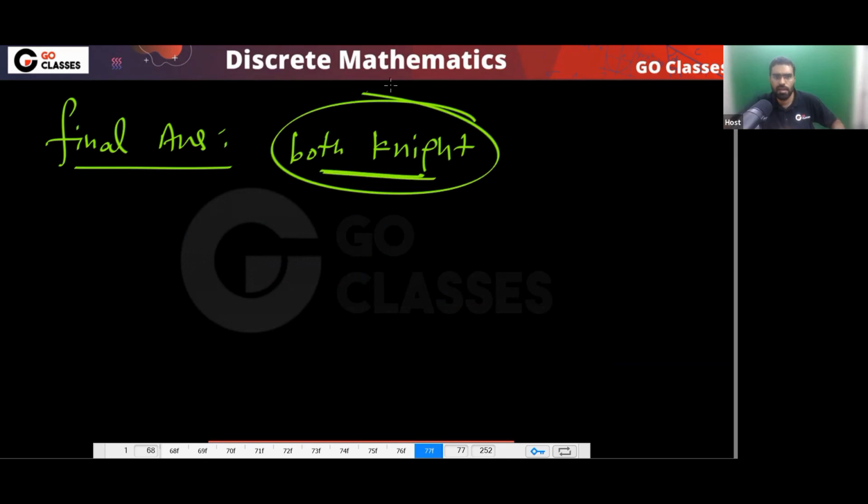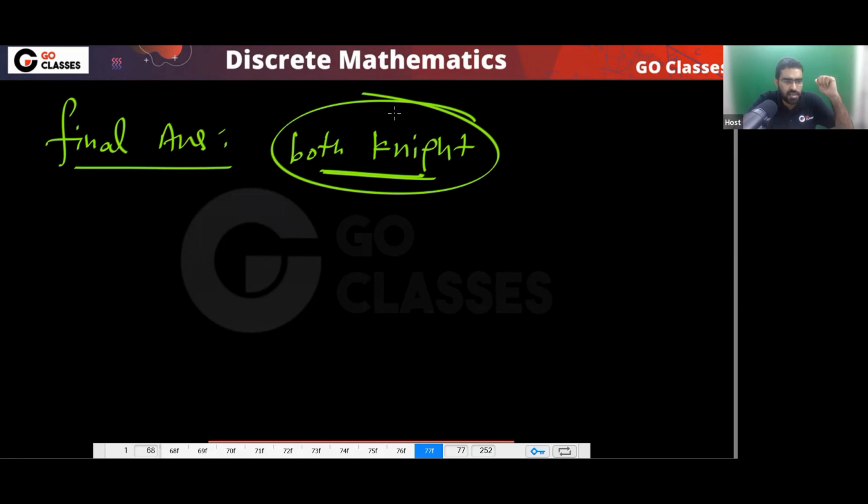Anyone has any doubt in this? Let me know, in any question. Sukhjit is saying that, can we approach the question as P implies Q? Yeah, you can do that. Just don't make it wrong. You can solve any question by many methods. Same question you can solve by many different ways. If you have a different method in your mind, you can do that. Just make sure that your method is not wrong.